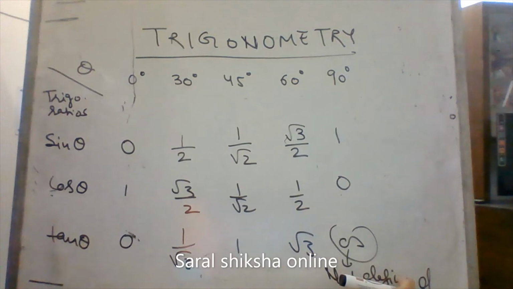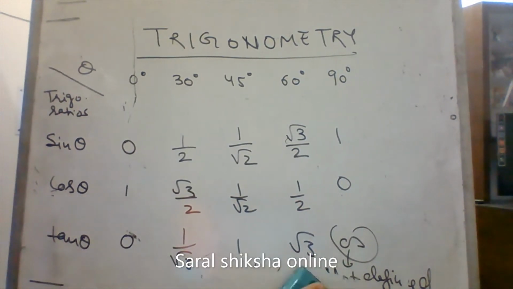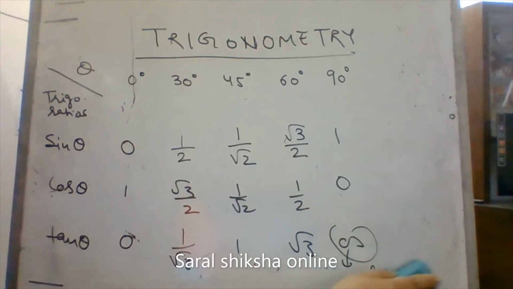Fine. So we know that any number p by 0 is just equal to not defined, that is infinity, or we call it a very large number. Fine.